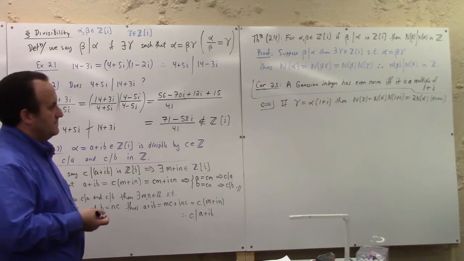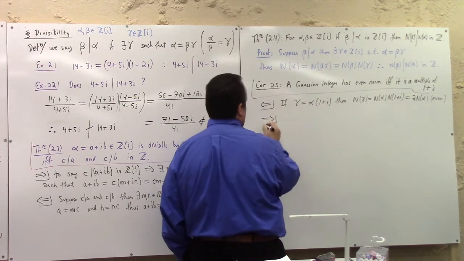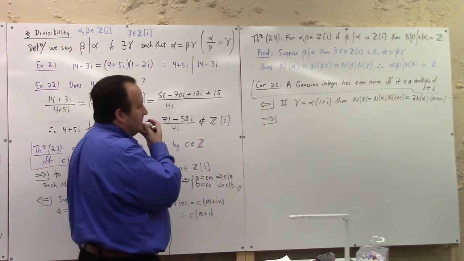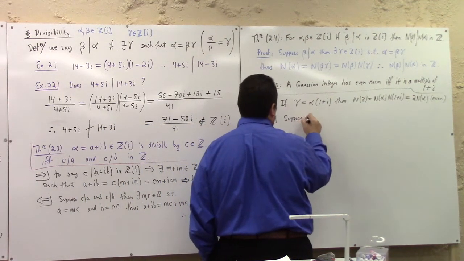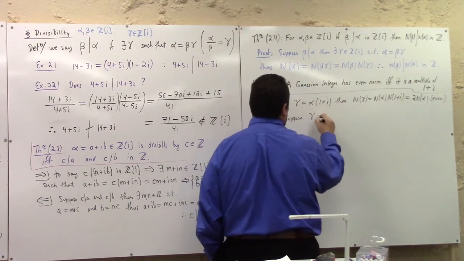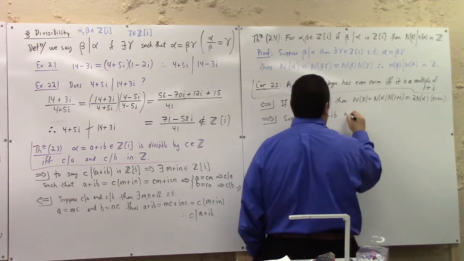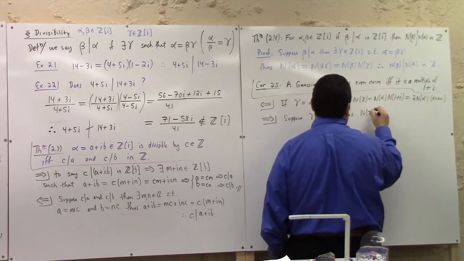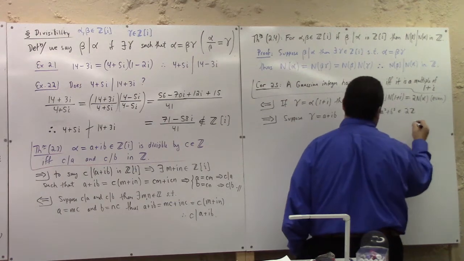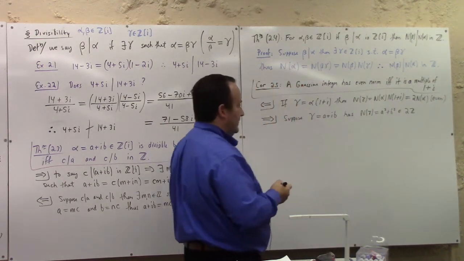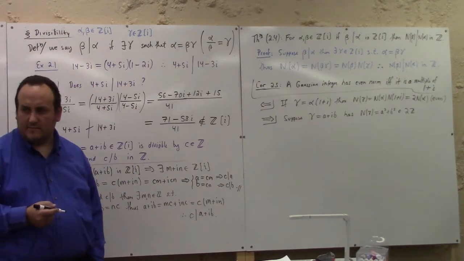How about the other direction? So what should we do? We should suppose the Gaussian integer has even norm. I'll use gamma again. I'm going to call it a plus ib because I suspect we need to get into it. Suppose gamma equal to a plus ib has norm N of gamma, which of course is a squared plus b squared, an element of 2Z. How do we prove that it is a multiple of 1 plus i?